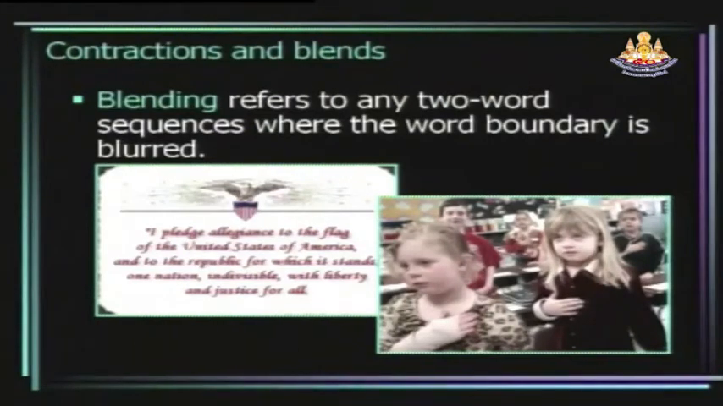So we said this very, very fast on the playground every morning. Nobody really understood the words because it just was a routine. That's an example of blending words together, right? The Pledge of Allegiance said very quickly by children who do not really understand the words in the pledge.